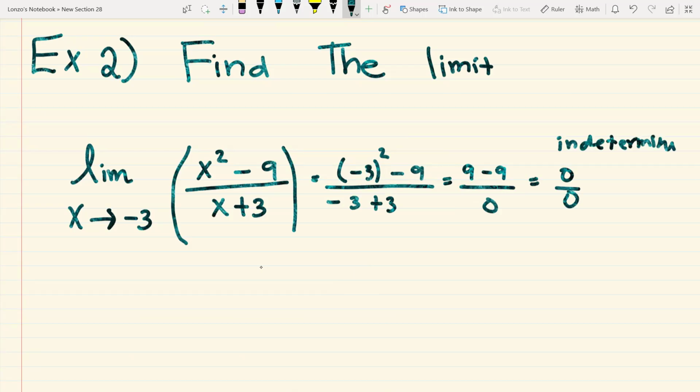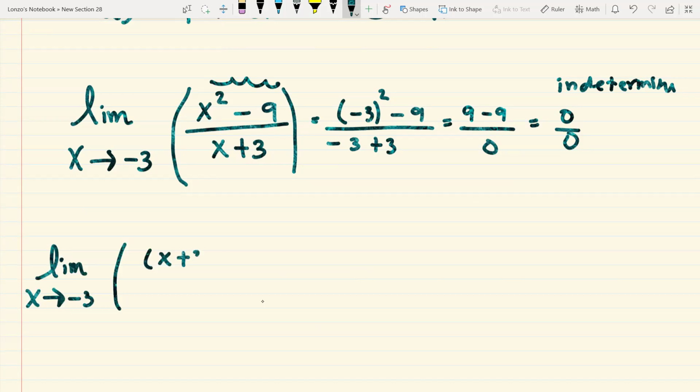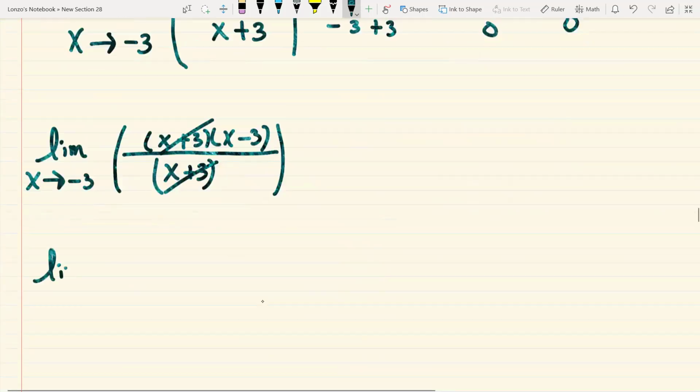So what can I do to make it get a real number? Well, since it's a rational function, can we factor this? Yes, you can. The x squared minus 9 is a difference of squares. So I'm going to rewrite the problem as this. It can be factored as (x plus 3)(x minus 3), and then the bottom is just x plus 3, right? So what do you see that cancels? The x plus 3 cancels. So you're left with the limit as x approaches negative 3 of x minus 3.